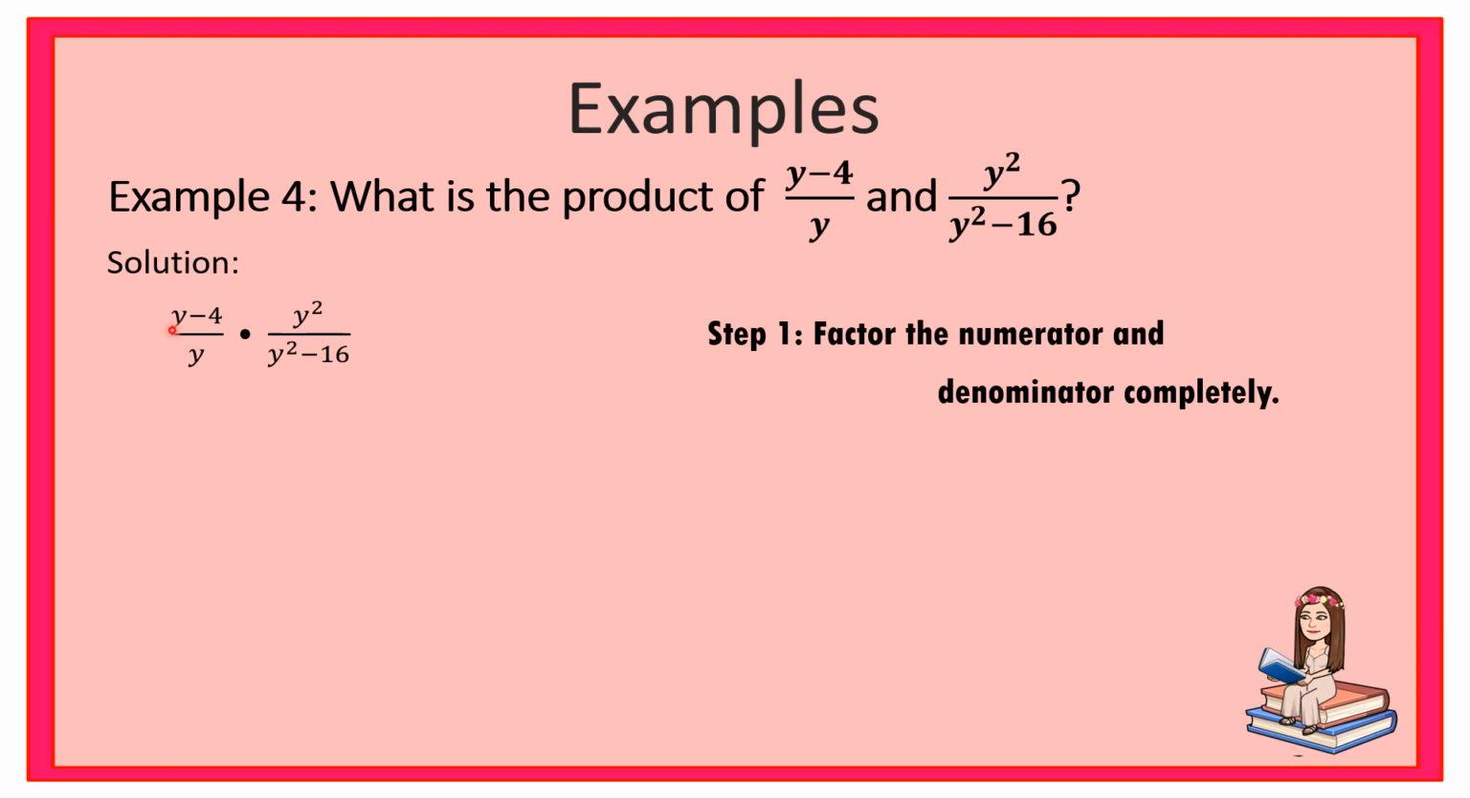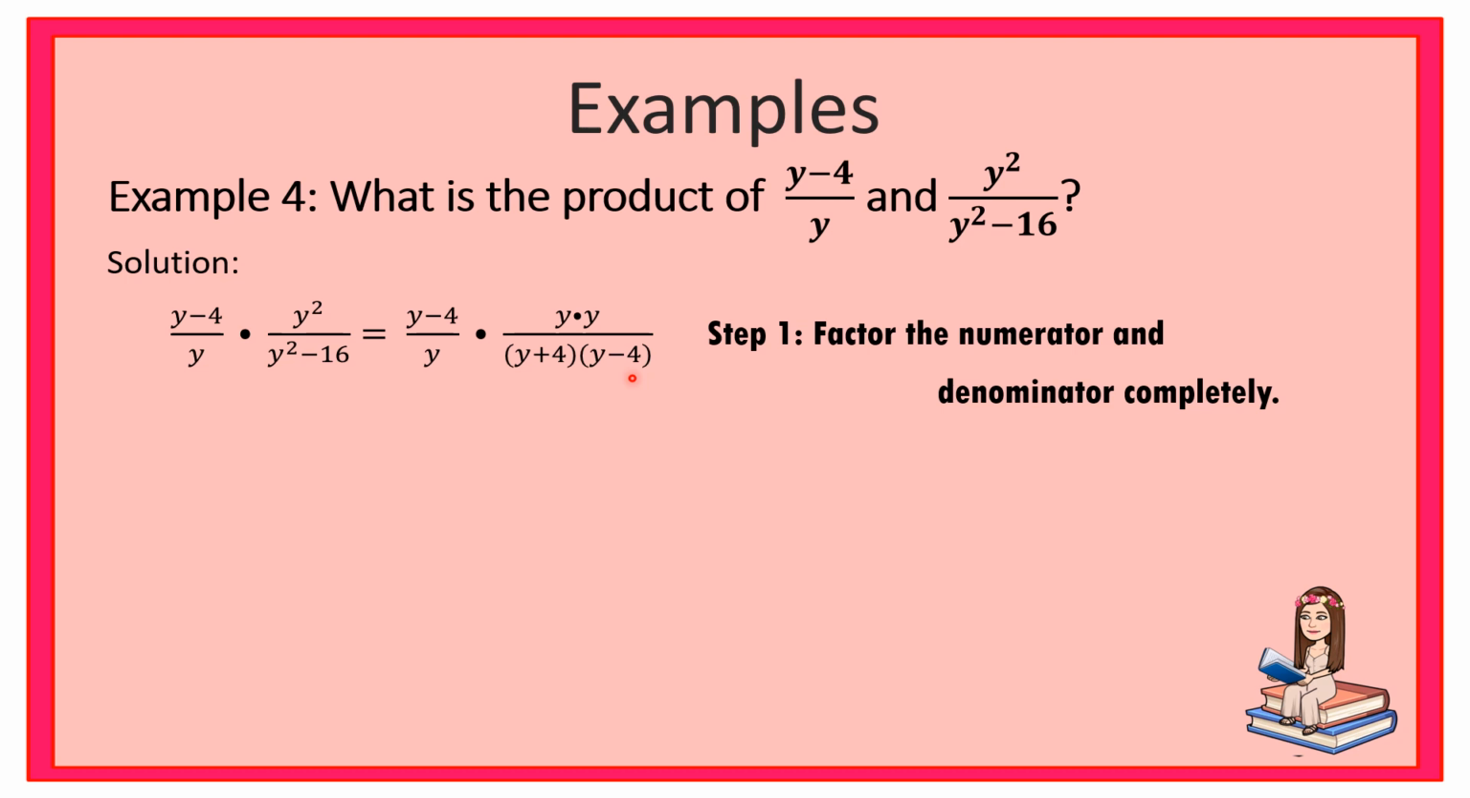Sa numerator at denominator ng unang factor natin, wala naman ng ibibigay. Pero sa second, meron tayong maifa-factor out. So, let me show you. So, y minus 4 over y times y squared is rewritten as y times y. And y squared minus 16 is factored as y plus 4 and y minus 4.